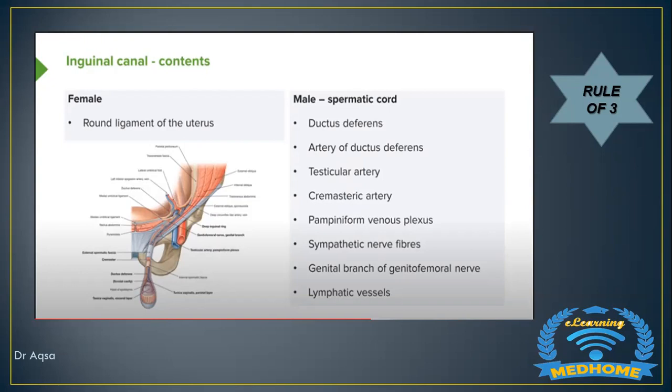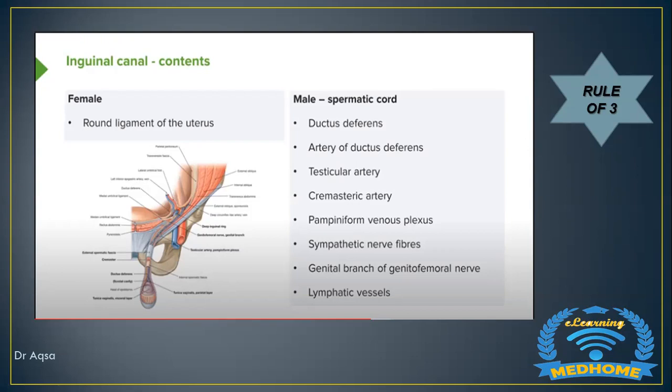Now coming to the 3 nerves, we have ilioinguinal nerve, we have cremasteric nerve, and we have the sympathetic nerves, sympathetic nerve fibers. So we have 3 nerves, that is ilioinguinal nerve, the cremasteric nerve, and the sympathetic nerve. We have 3 nerves. Now what are the other 3 structures?